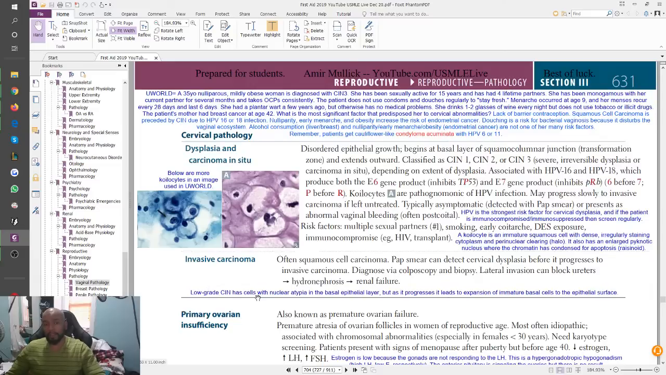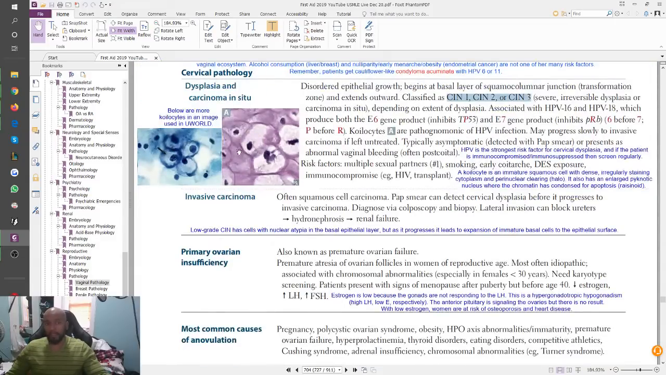Low-grade CIN has cells with nuclear atypia in the basal epithelial layer, but as it progresses, it leads to expansion of immature basal cells to the epithelial surface. And knowing the differences between low to high-grade CIN is a Pathoma thing, right? That's a pathology-related topic that you have to study separately if you don't have any idea what that's related to. All right, so that's the cervix.